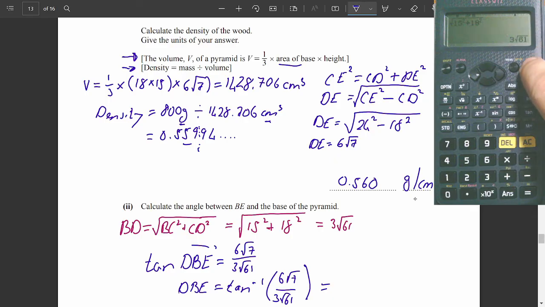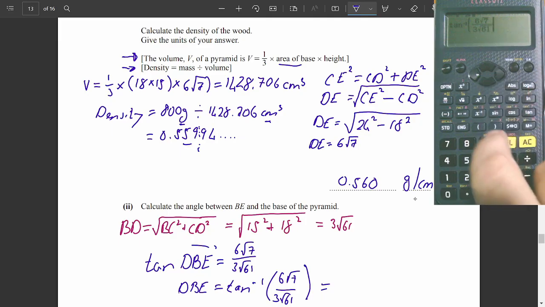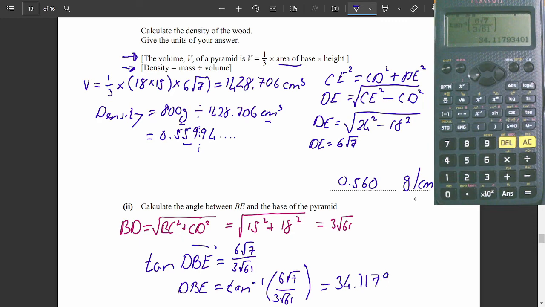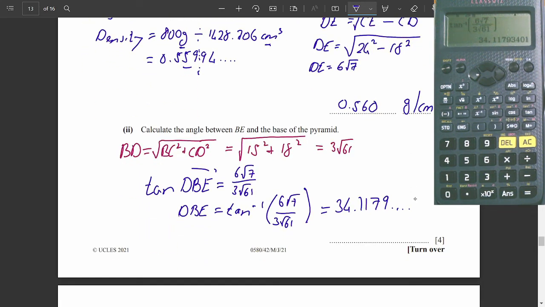Okay, let's hammer that in. Shift tan fraction 6 square root 7 over 3 square root 61, right arrow, bracket, and we get ourselves the answer 34.117, etc. Okay, which we can round to 3 significant figures: 34.1. And you've done it.